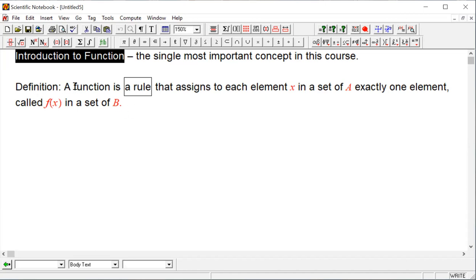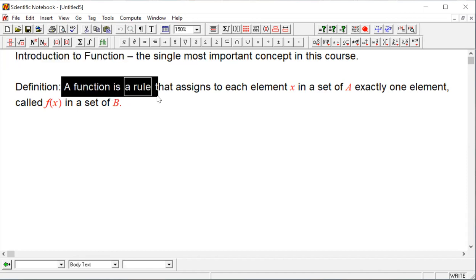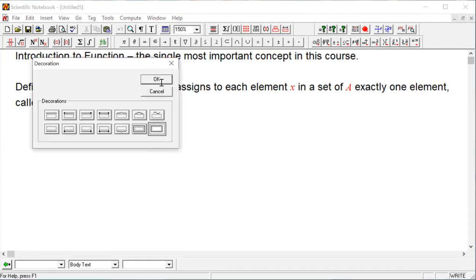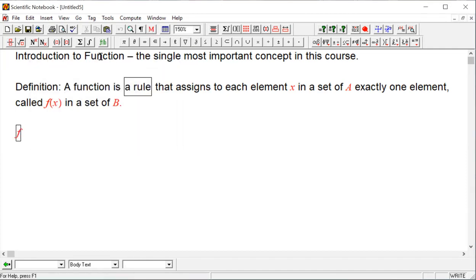The definition of a function is, first of all, a function is a rule. This rule assigns to each element x in a set A exactly one element, f of x, in a set B. Suppose we have a rule here. This rule, we call it f. When this rule is assigned to each element in the set A, x is the input.